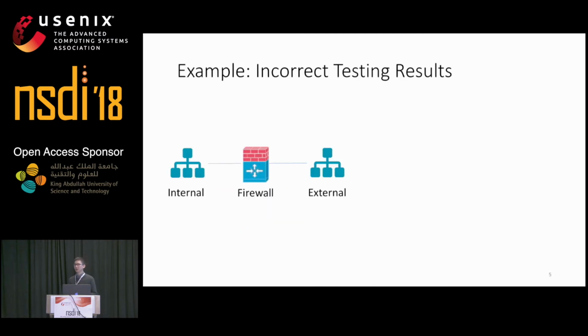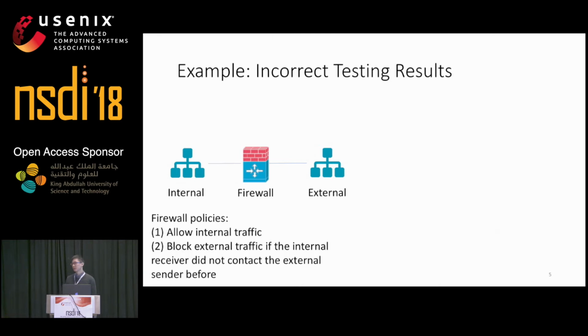To illustrate why this can be incorrect, let's consider a very simple example. Suppose we have a stateful network shown in this picture. We have a firewall connected with an internal network, and we have an external network. Suppose the operator enforces 2 policies in this case. The first policy is that the firewall should always allow all packets sent from the internal network. The second policy is that if a packet is sent from the external network to the internal network, then this packet should be blocked if the receiver in the internal network did not send a packet to the sender in the external network before.